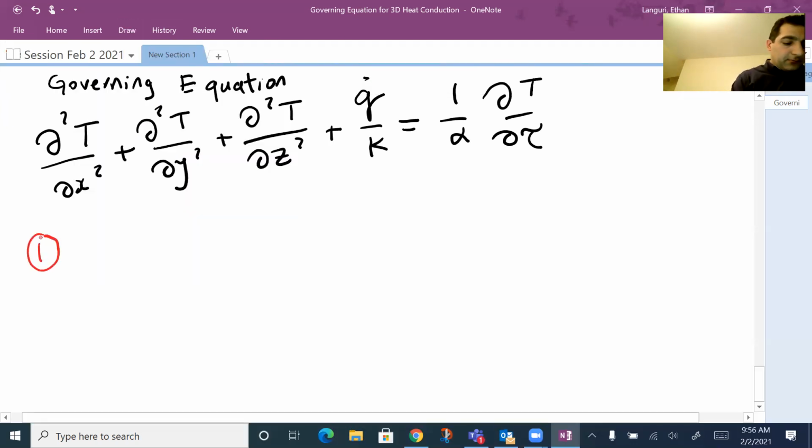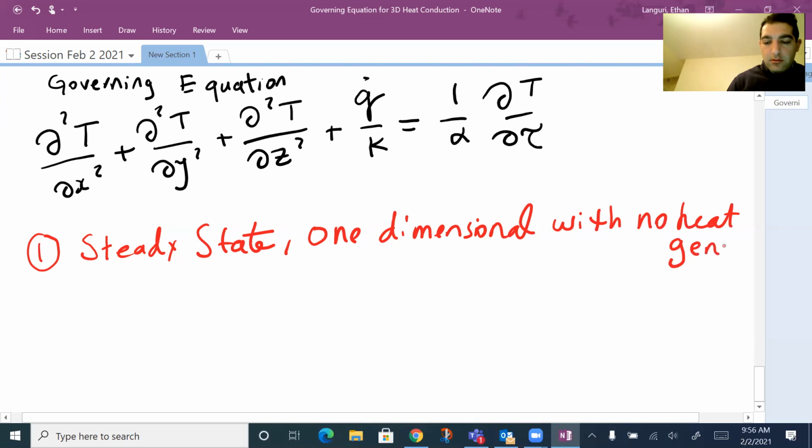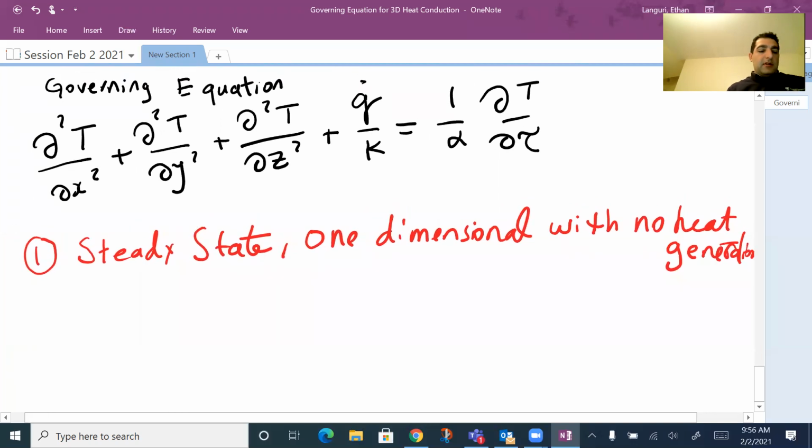Let's assume we have a steady state problem, which is one-dimensional with no heat generation. So let's look at that.